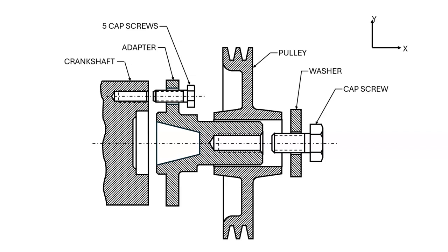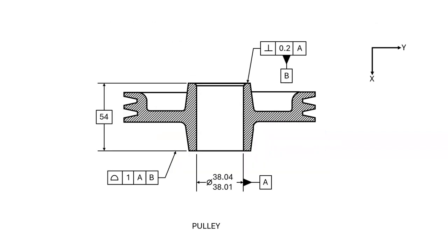Now look at the pulley. It has a pilot bore that must fit over the pilot diameter on the adapter. This will control the rotations around the Y and Z axes, as well as the translations in the Y and Z directions. It has a surface that will then mate against a surface in the adapter to control the X translation. Now let's look at the datum features on the pulley.